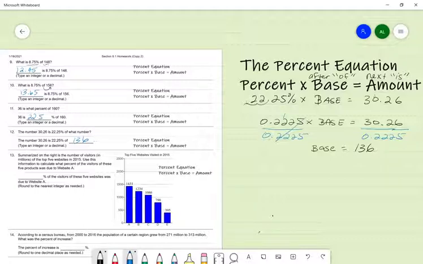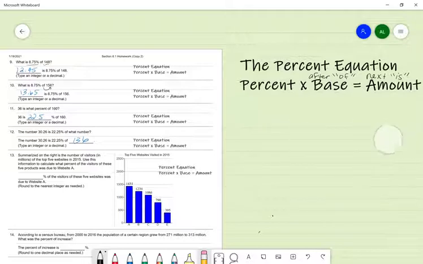So now let's talk about number 13. And this is definitely a more advanced type of percent question, but we're still using the percent equation. We just have to know what to look for when we're trying to create our equation. Summarized on the right is a number of visitors in millions of the top 5 websites in 2015. So I see websites A, B, C, D, and E, and they have the numbers here of how many visitors in millions for each of those individual websites, okay?